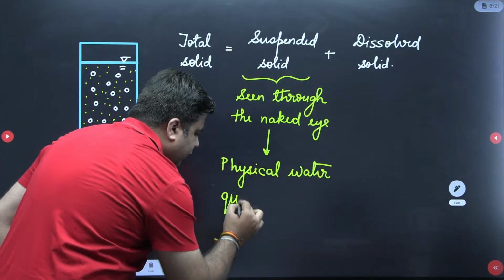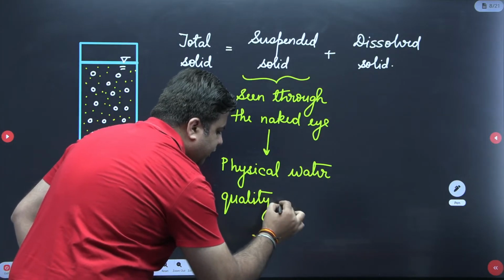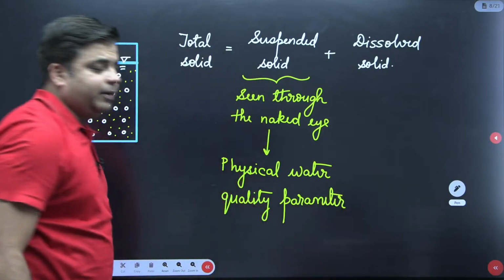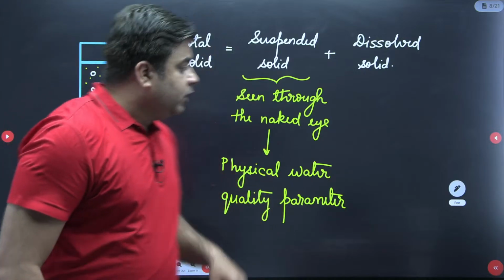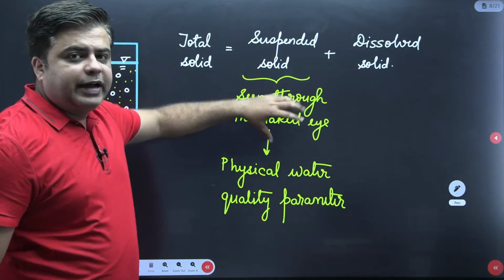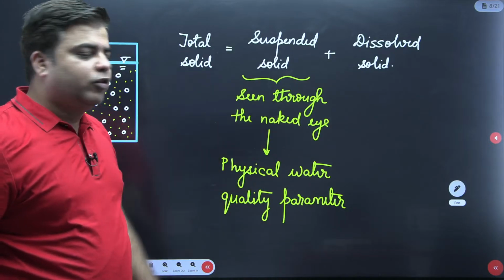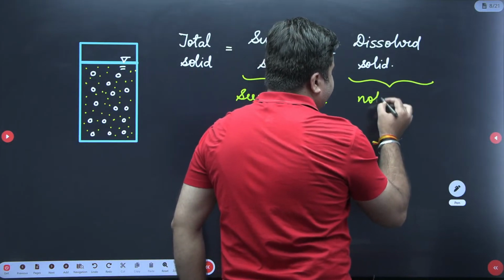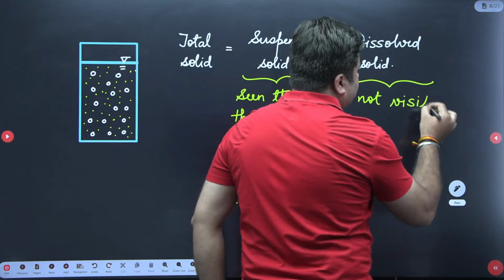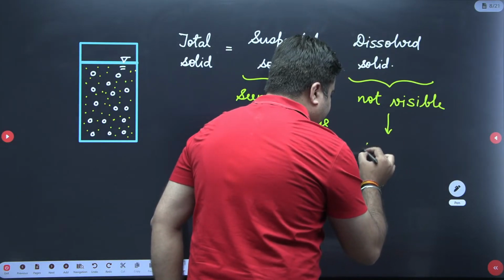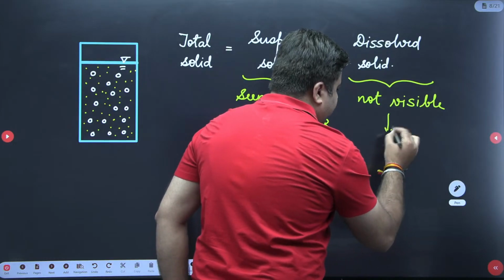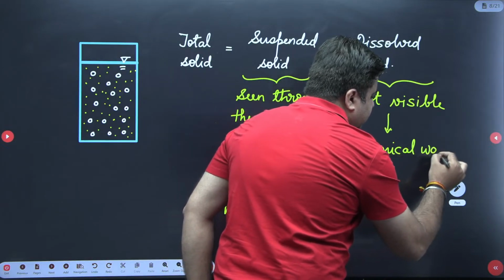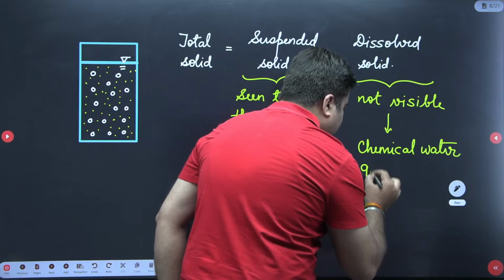I am coming to a very, very important conclusion, right? So stay here only. I am coming to a very, very important conclusion that can be one of the basic questions in your interview. Suspended solids can be seen through the naked eye, hence it is classified as physical water quality parameter, whereas dissolved solids are not visible through the naked eye, hence it is classified as chemical water quality parameter.